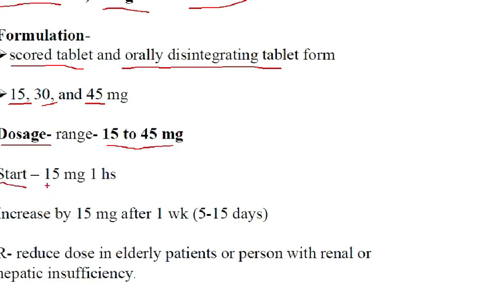Starting dose of the mirtazapine is 15 mg once HS. Mirtazapine is given in night because it has the hypersomnolence as a side effect. Dose is increased by the 15 mg after 1 week. Remember, reduced doses of mirtazapine are required in elderly patients or persons with the renal or hepatic insufficiency.